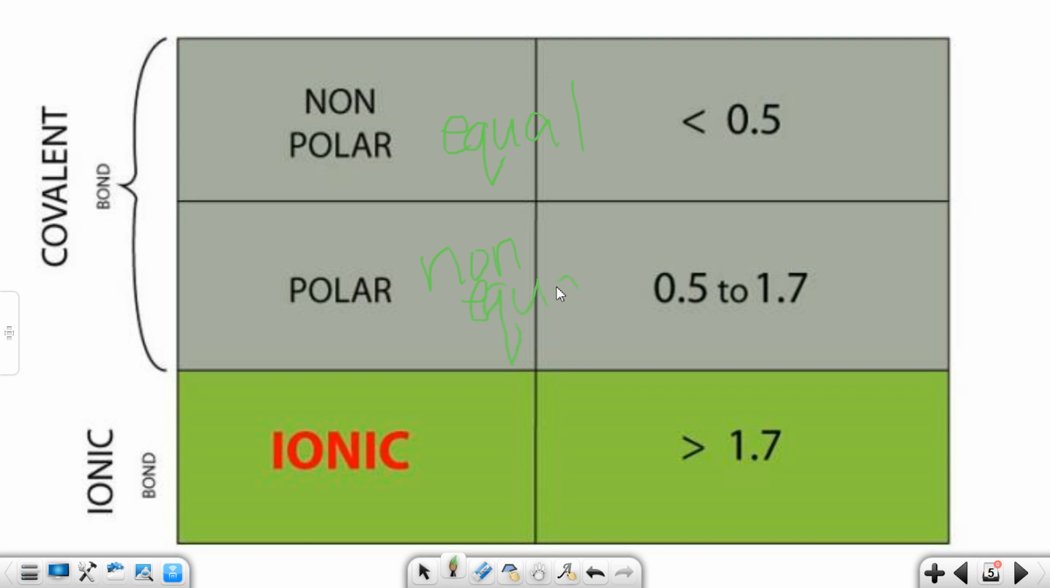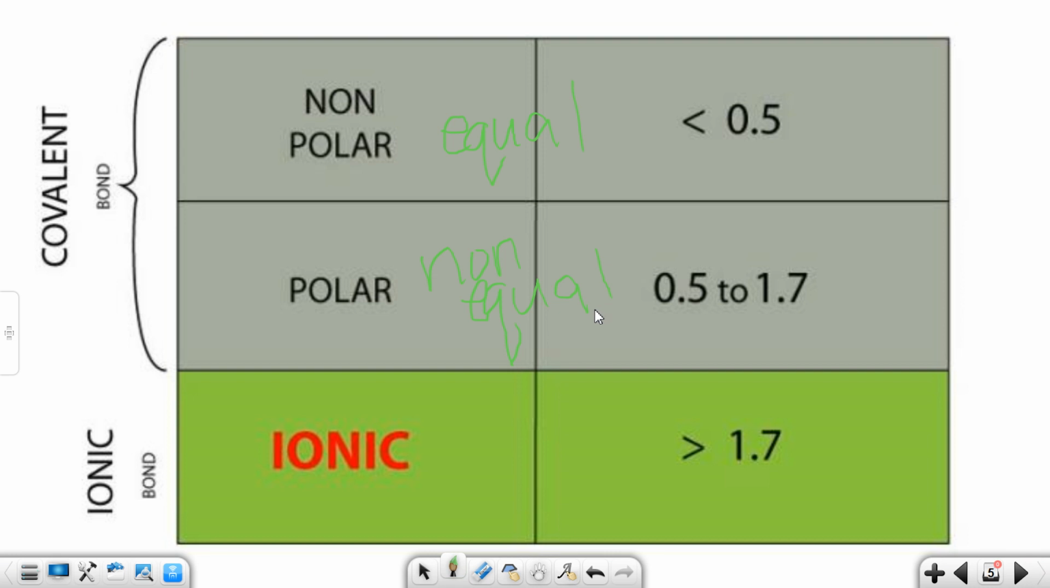Sorry about my writing here. All right. Now, what does that mean? If you had it in the middle, non-polar is like a very even game of tug of war. Both sides are evenly matched. There's no shifting. Polar, you have a stronger side. So the stronger side pulls the weaker side closer to the goal. All right. So that's polar.